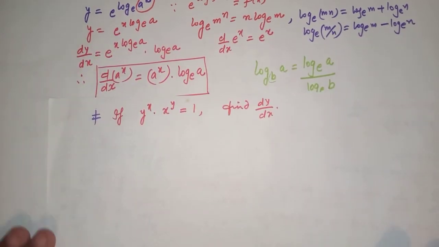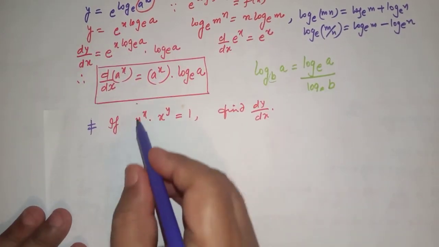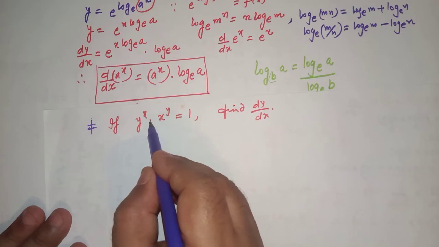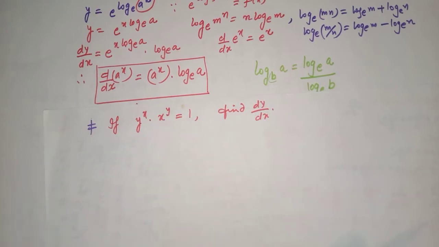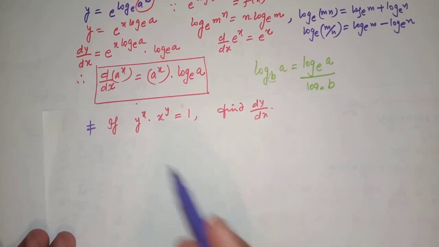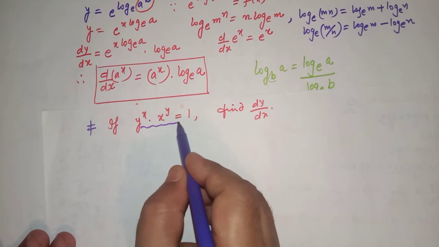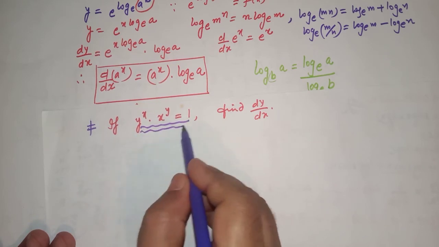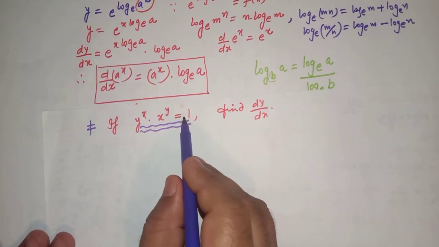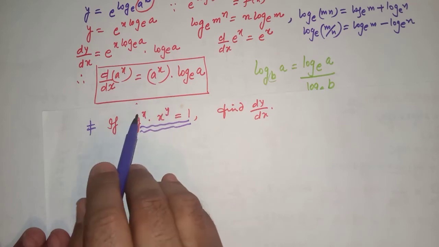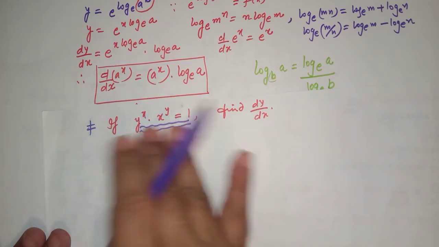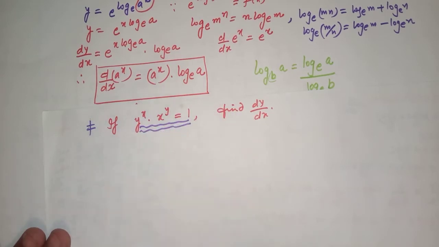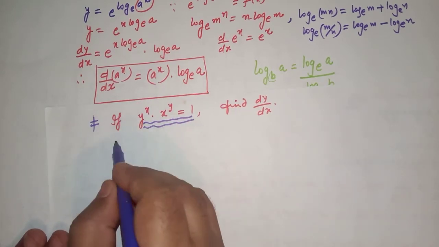Now let us take one more example. Here we are given y raised to x multiplied by x raised to y equal to 1. We have to find the derivative of y with respect to x. So here we have this expression. Now what we will do, we'll take the logarithm of both sides. Clear? We'll take the log of both sides.